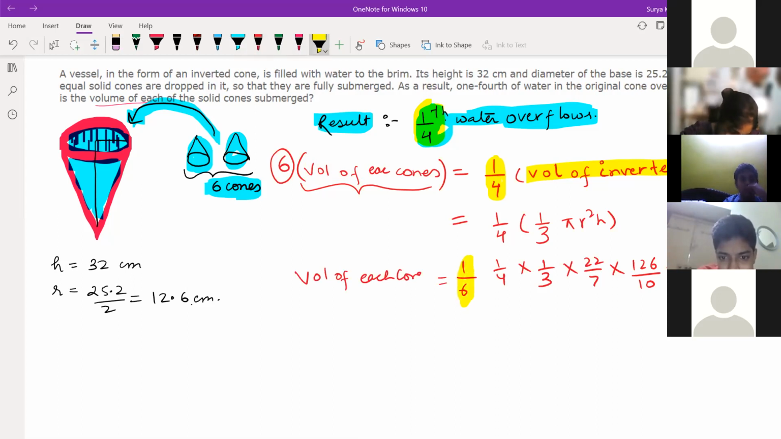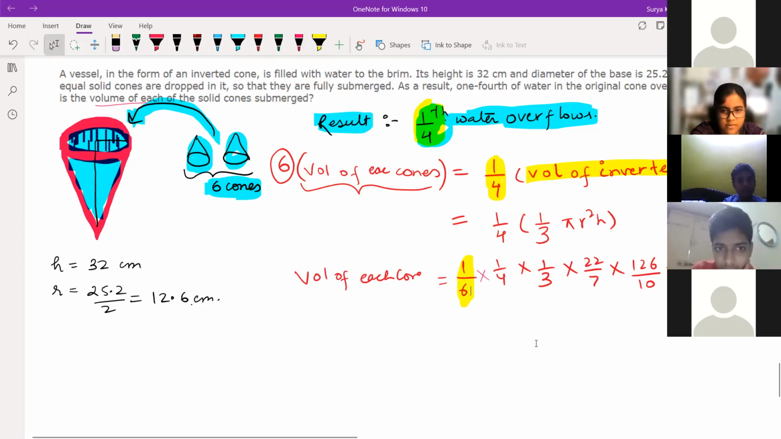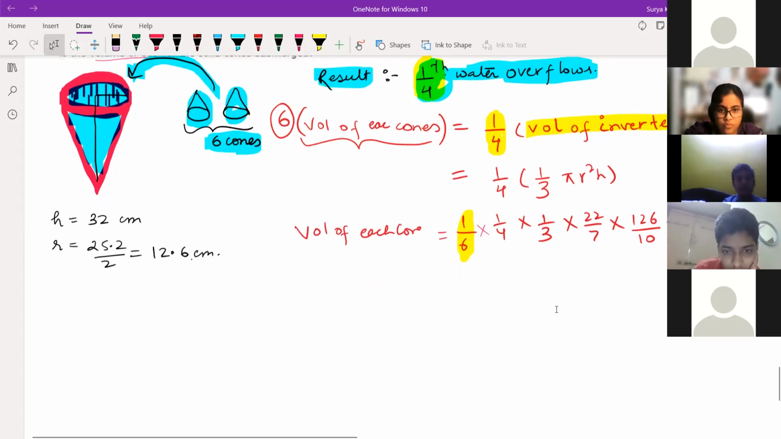Is it clear why you are writing 1 by 6 here? Is it clear to everyone? Bhumika, it's clear, right? Yes, sir. Sai Ritvik, why I'm dividing by 6 is clear to you, because there are 6 cones. If I want to find one cone, it is 1 by 6 into 1 by 4, 1 by 3, 22 by 7. It's clear, Akshat, what I'm writing here?